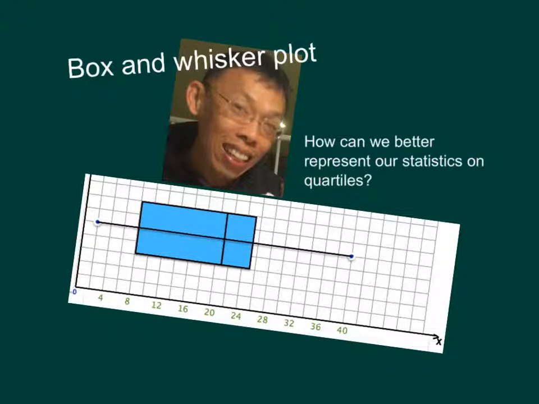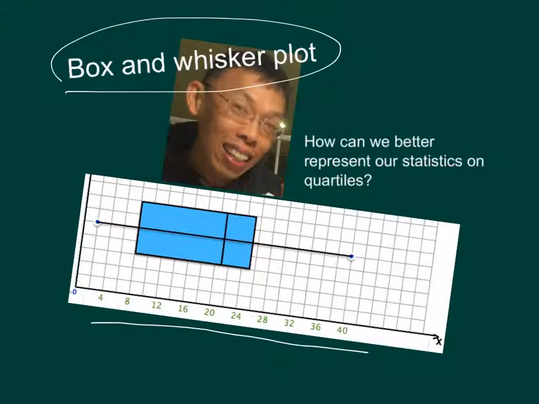Today we talk about box and whisker plot, and the question that we are asking is how can we better represent our statistics on quartiles? Here is an example of a box and whisker plot.